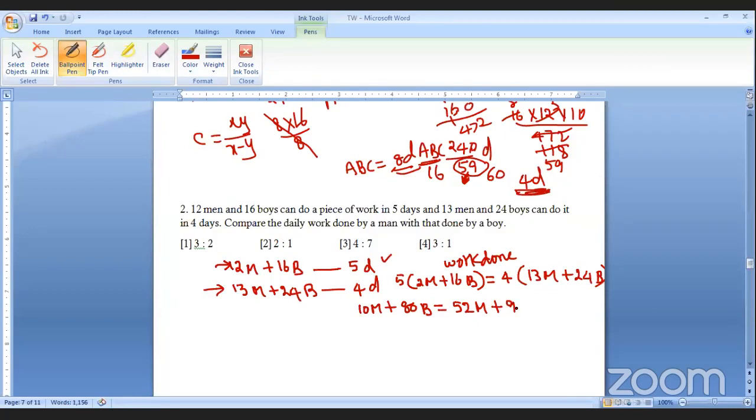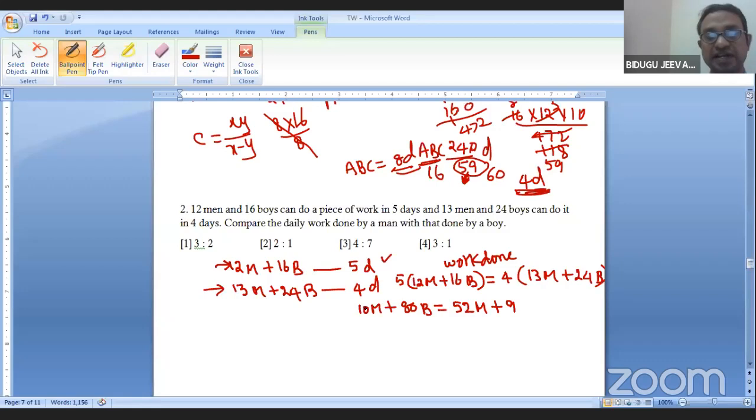12 men, sir, 12 men. Okay, 12 fives are 60. It is nothing but 16. Great. Now 52, it is 96 boys. So bring men this side, this will become 8 men. Send that side, that is 16 boys. So absolutely 1 man is equal to 2 boys. This is the relation between man and boy.